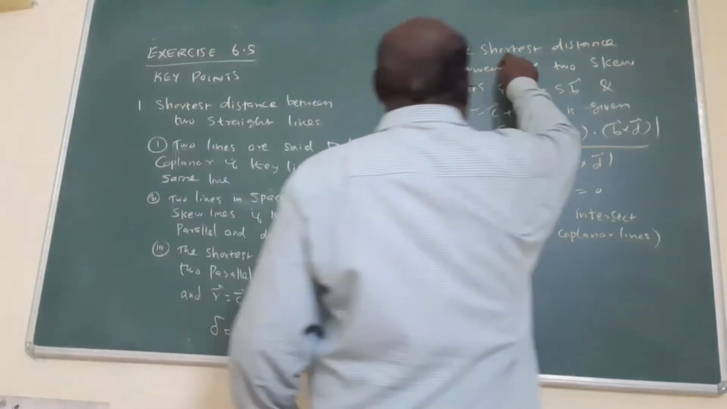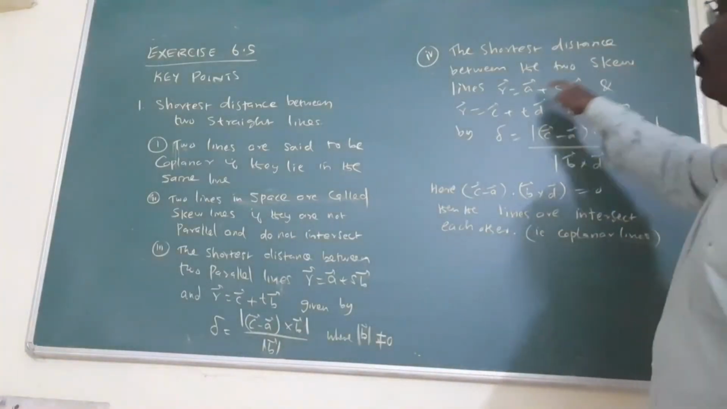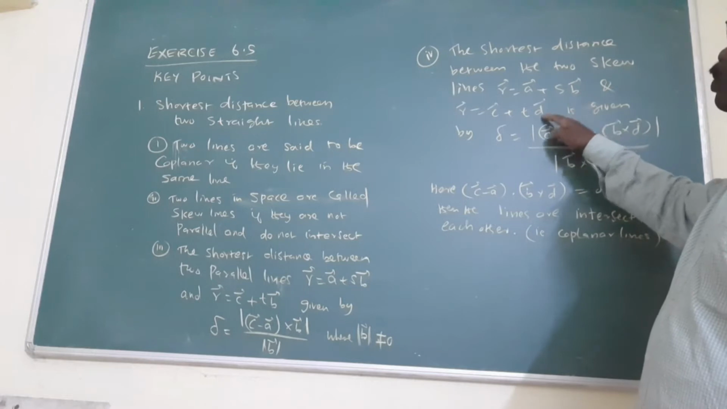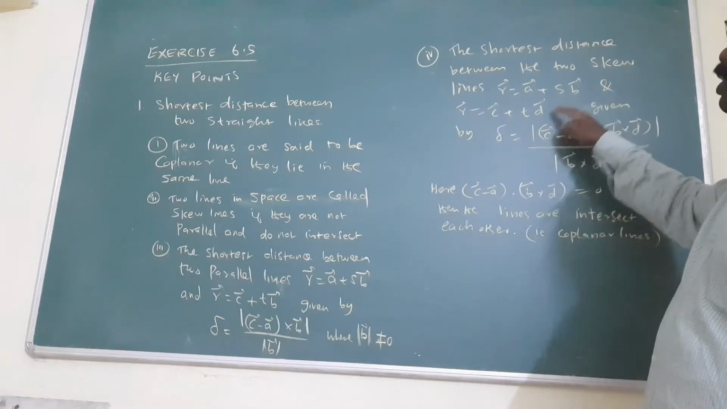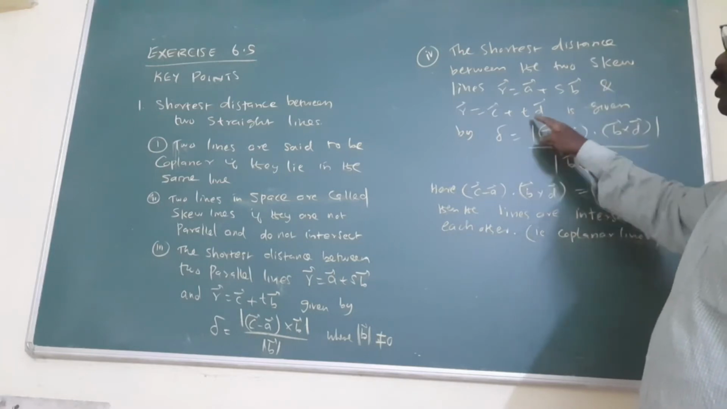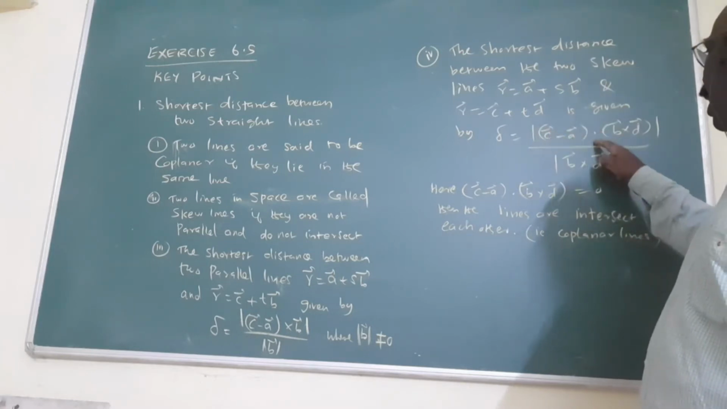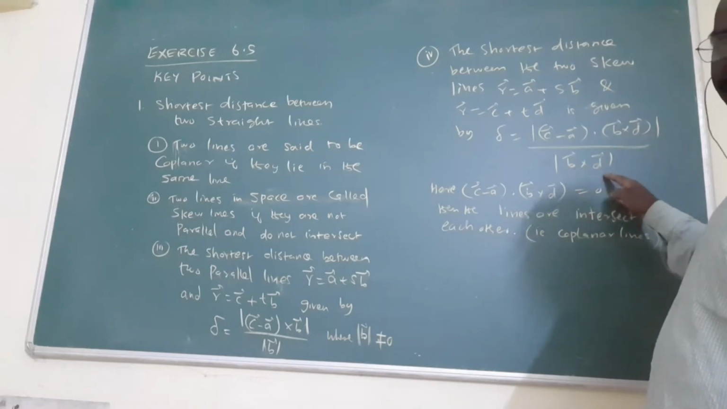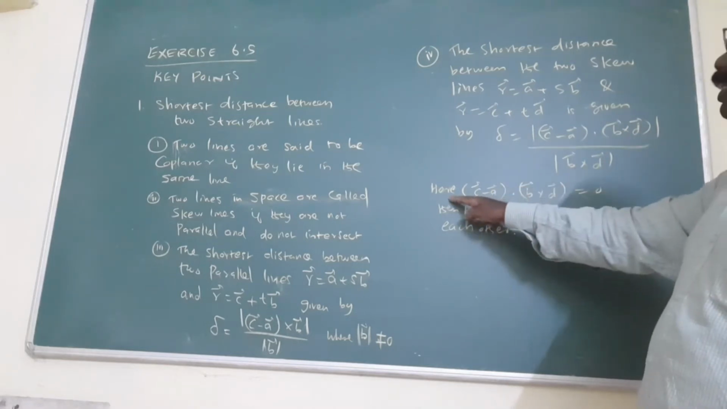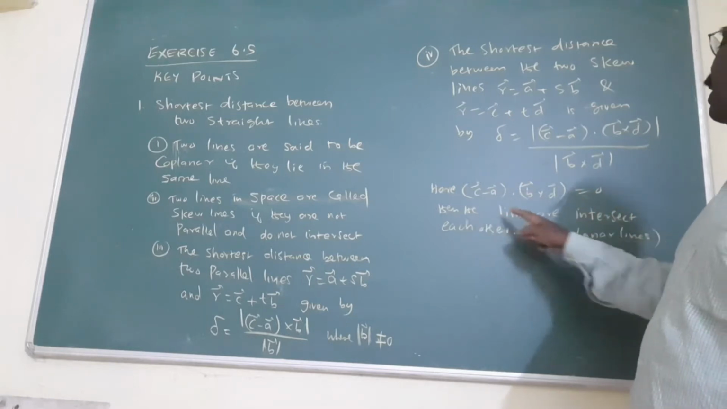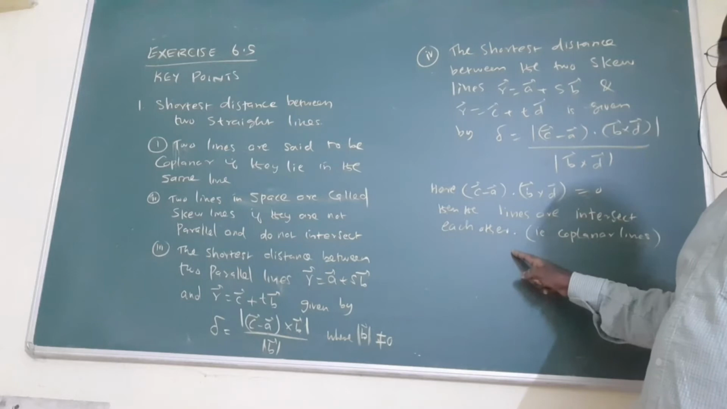Next one: the shortest distance between two skew lines. S into b vector, t into d vector. That means these are different vectors. That's why they are called skew lines. What is the formula? It is modulus of (c minus a vector) dot (b cross d), divided by modulus of b cross d. Here, if (c minus a vector) dot (b cross d) equals 0, then the lines intersect each other.